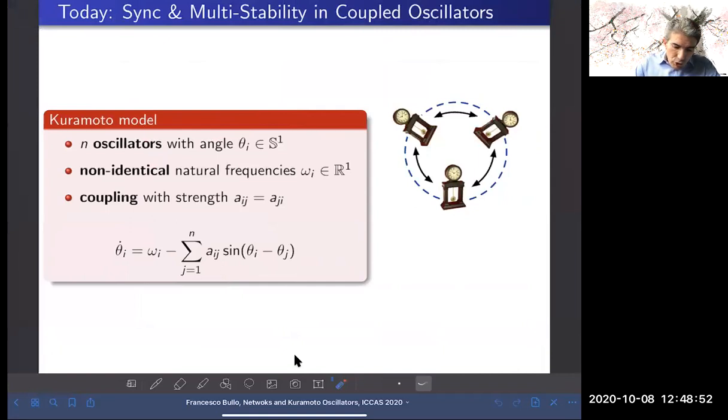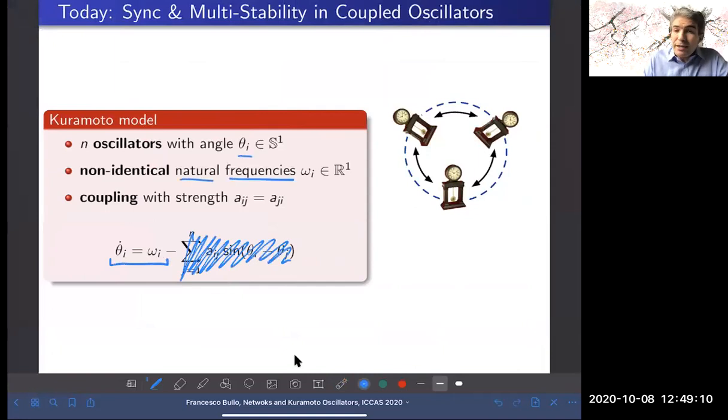So each oscillator, let me for a second hide away this part of the equation. Each oscillator, when decoupled from the network, obeys a very simple first order equation. It's really just rotating with a natural frequency. Each oscillator is described by an angle theta_i and a natural frequency omega_i. Now, matters become interesting when you couple them.